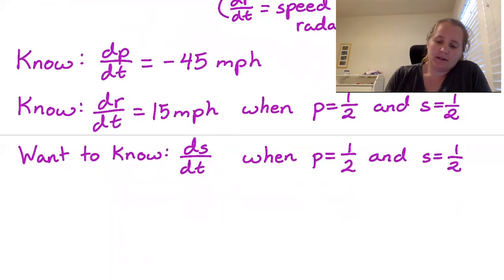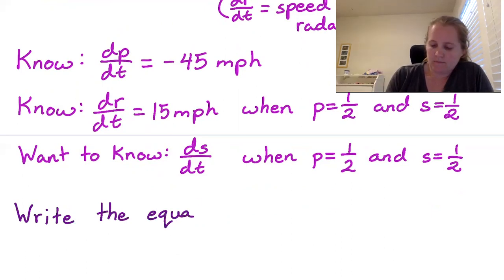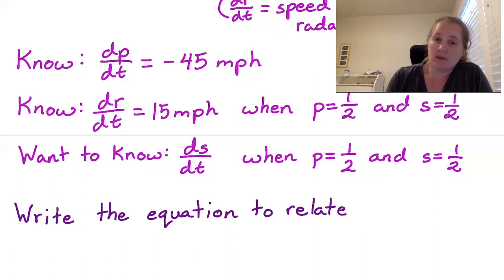From here, we now need our formula. So write down the formula or the equation to relate. In this case, the variables involved are P, S, and R.